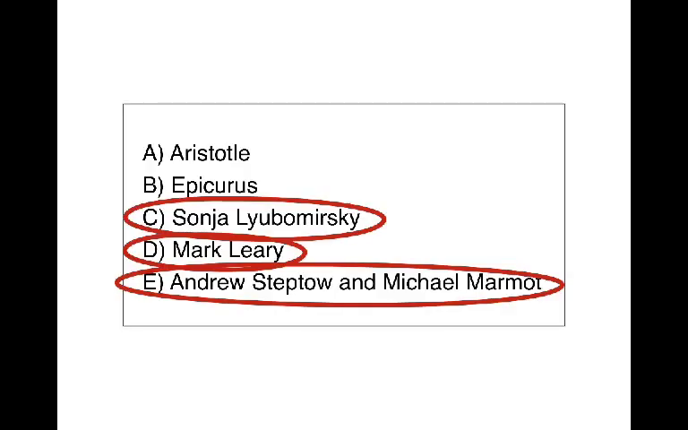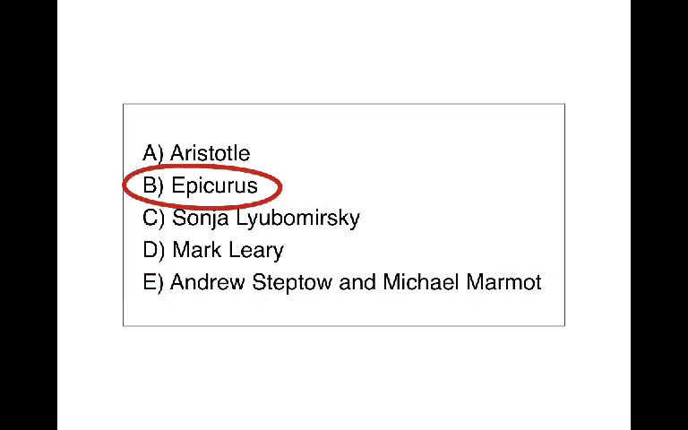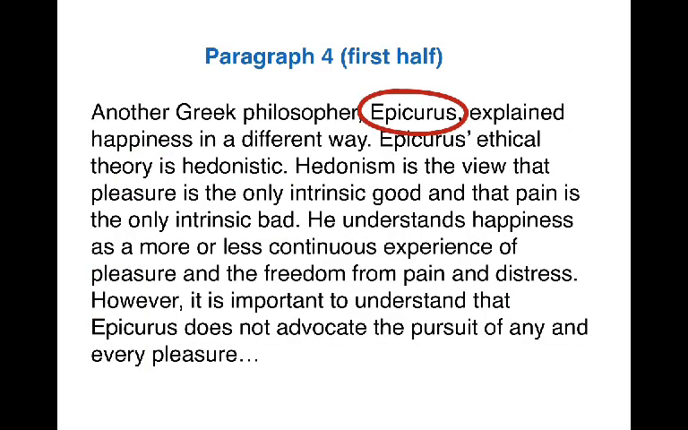So now we've done these 3 names and we've got all the information we can. We've only got 2 names left. Let's go for Epicurus next. This is the first half of paragraph 4 because this is a long paragraph. Another Greek philosopher, Epicurus, explained happiness in a different way. Epicurus' ethical theory is hedonistic.